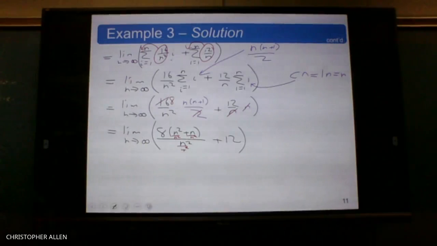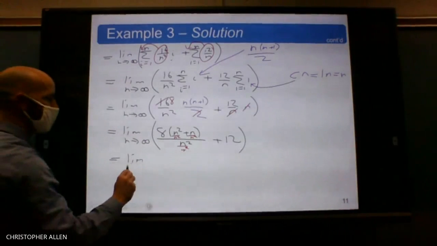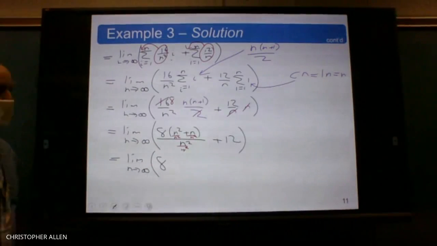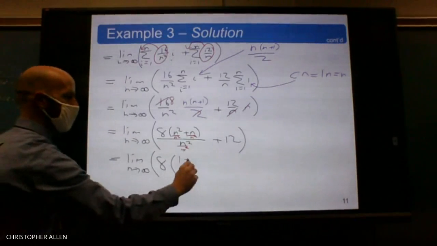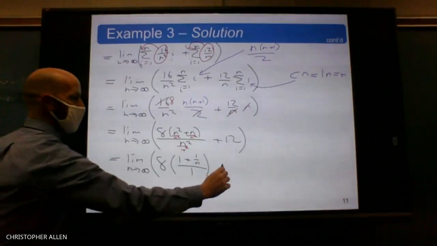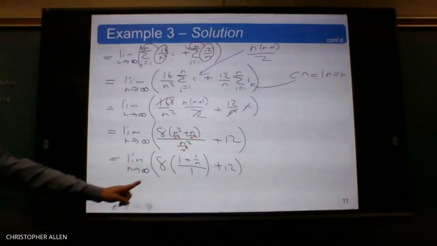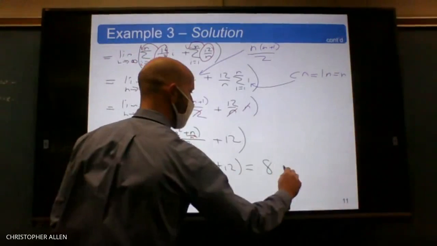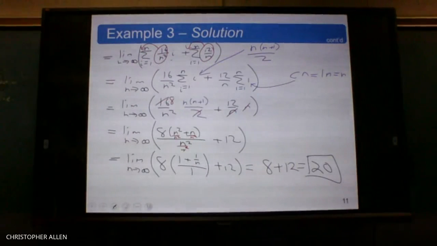Yeah. So this is the limit as n goes to infinity of 8 times. Now, what's n squared over n squared? 1. What's n over n squared? 1 over n. And what's n squared over n squared? 1. By the way, what's n doing? It's going to infinity. So what's the 1 over n going to become? 0. So you're going to get 8 plus 12. So I'm telling you the exact area under the curve is 20. What?